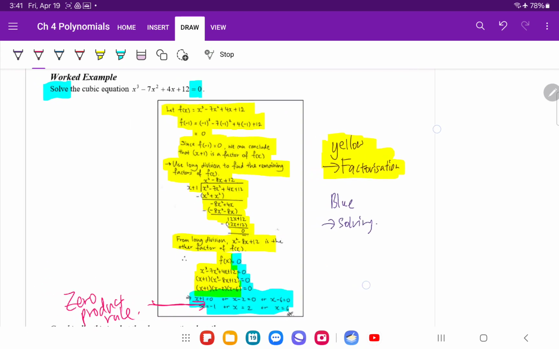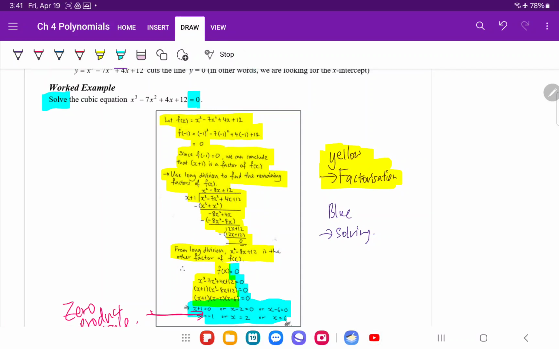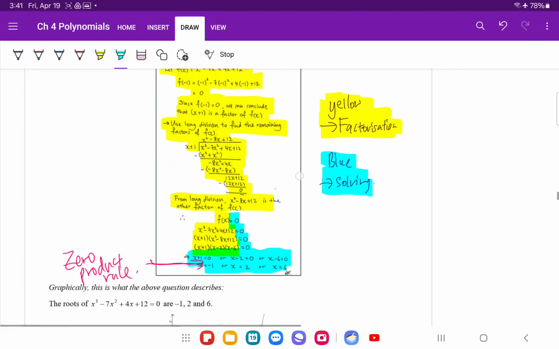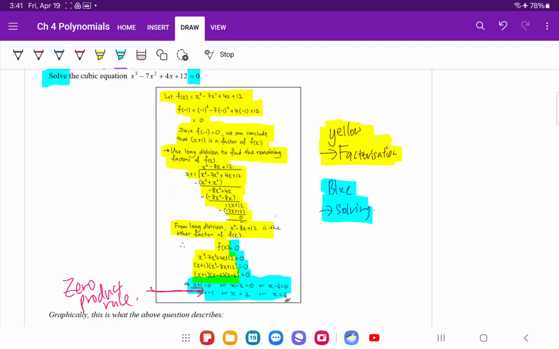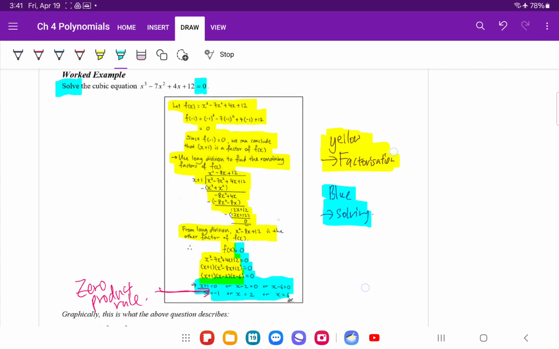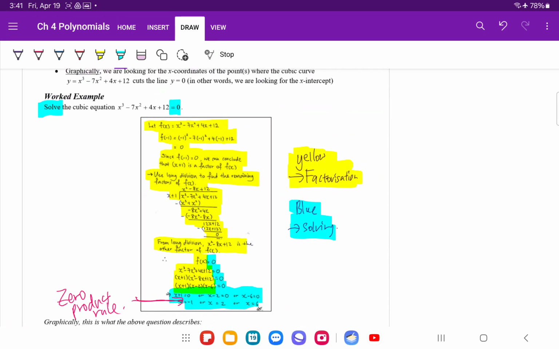Now I will need you to highlight this on your paper so that you know which are the important parts: the yellow part is factorization, and the blue part is for solving. So eventually you will get 3 answers. x equals negative 1, or x equals 2, or x equals 6. Let's proceed to do a redo example.